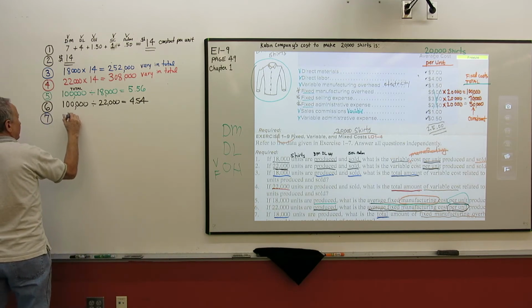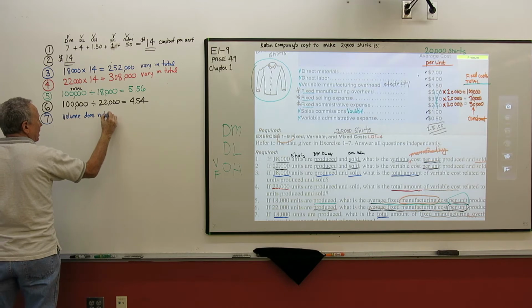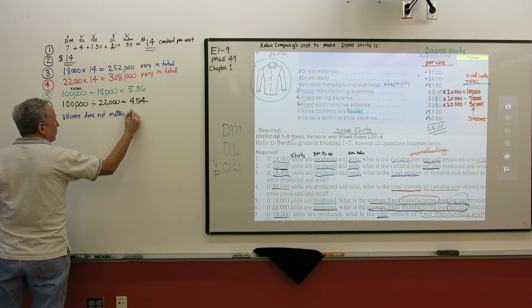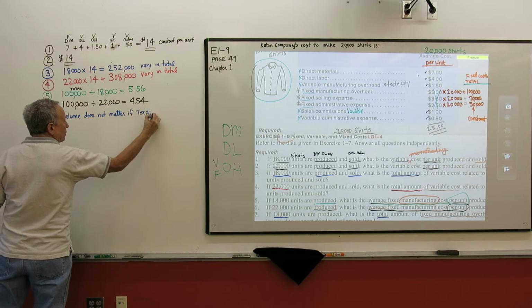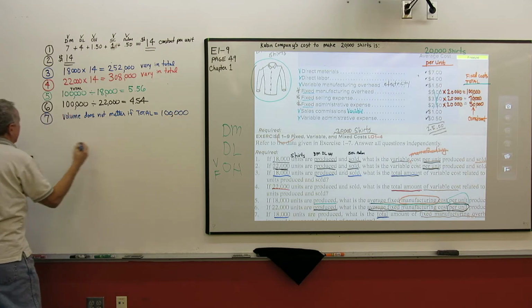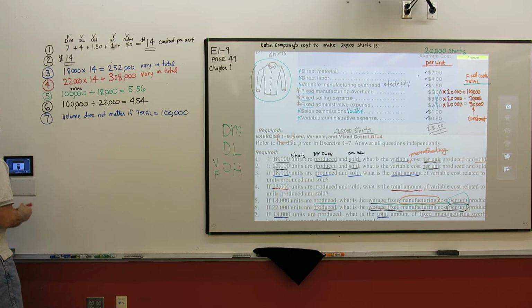Again, volume does not matter if they want the total. And the total is equal to $100,000. That's 7. And let's do 8.